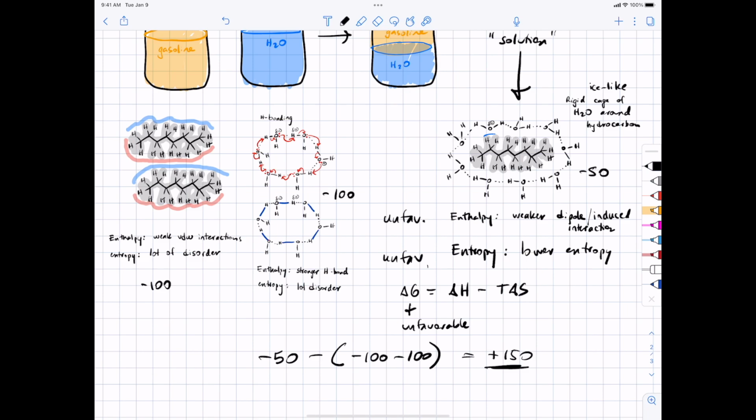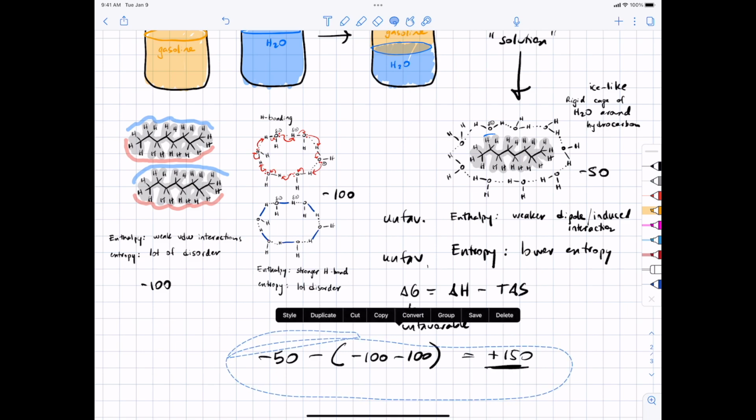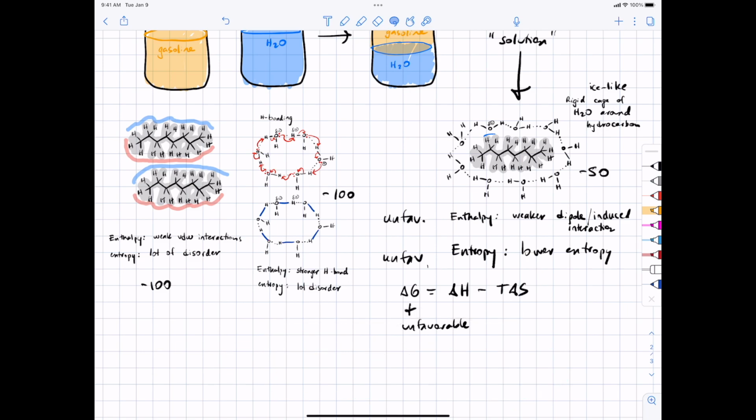So that's unfavorable. And in general, if you don't like doing the math, if the interactions you form are weaker than the interactions you broke, it's unfavorable. The bonds over there are much weaker than the bonds you broke. The big change you have is these interactions weren't very strong to begin with. The big change is you've lost hydrogen bonding opportunities.